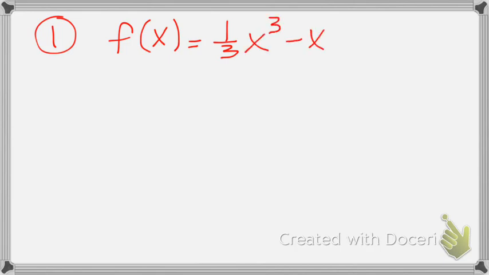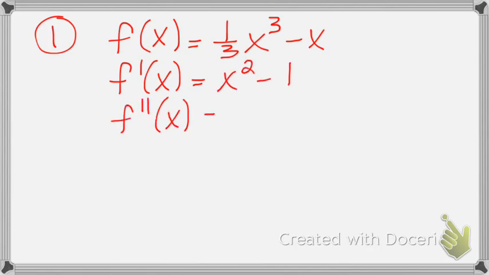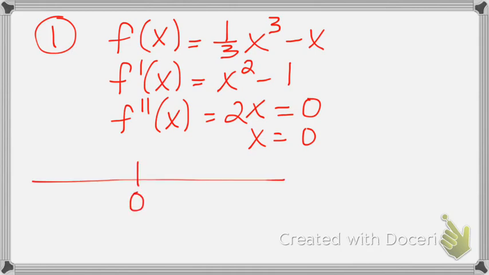So here's a function, and I want to know about its concavity, and I want to know about the points of inflection. So here's f of x. You start off by finding f prime of x, and then this time we find f double prime of x. So f double prime is 2x. We set that equal to 0, and you get 0 is a critical point of the second derivative.